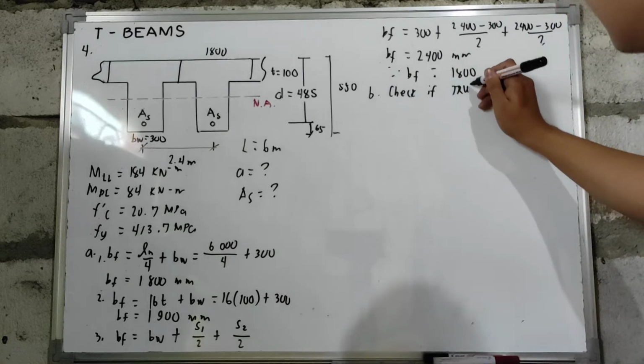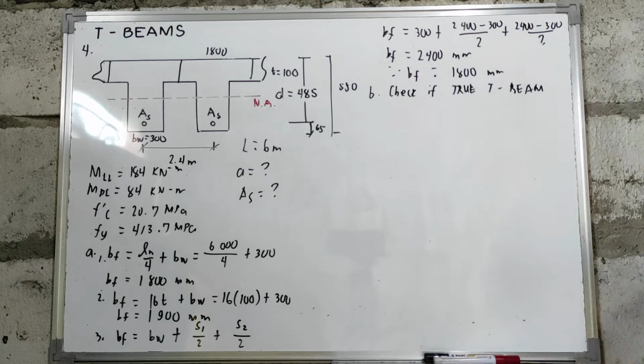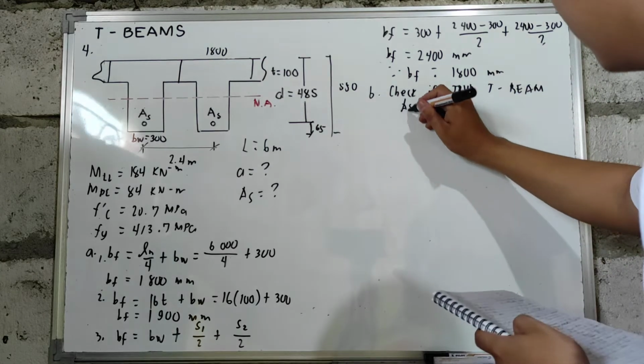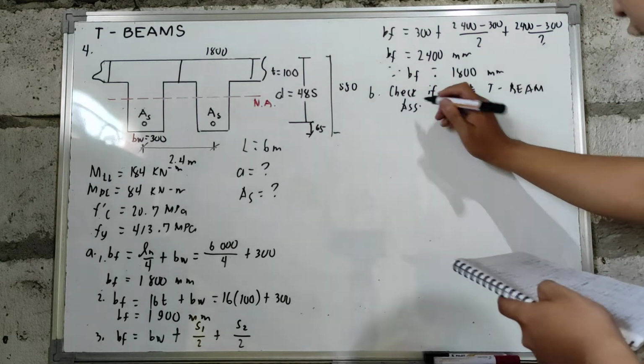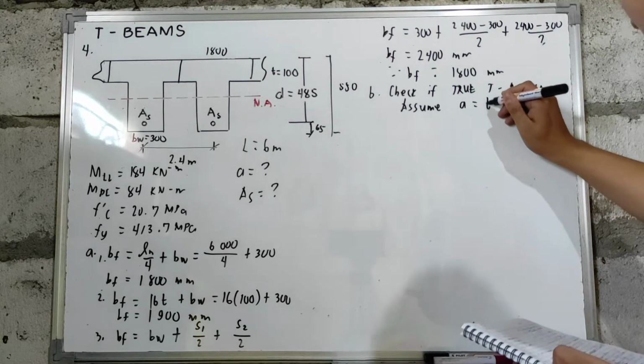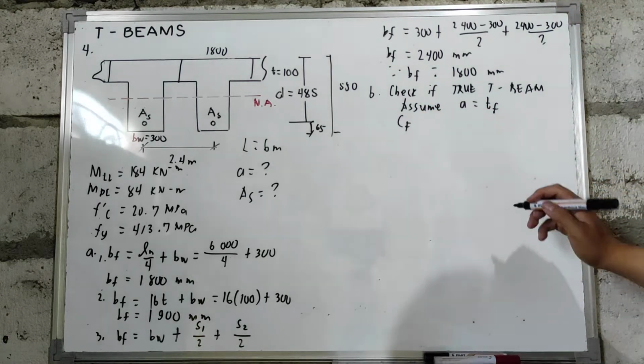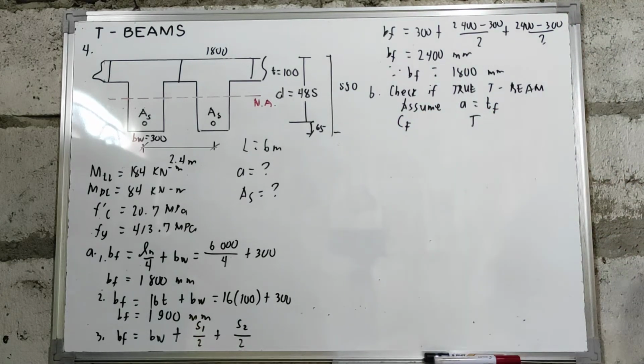Paano natin i-check kung true T-beam yan? So we are going to assume, diba, ina-assume natin dito na A is equals to TF. And then kinukuha natin yung value ng C sub F natin and the value of your T. Tapos pagko-compare natin yung dalawa.